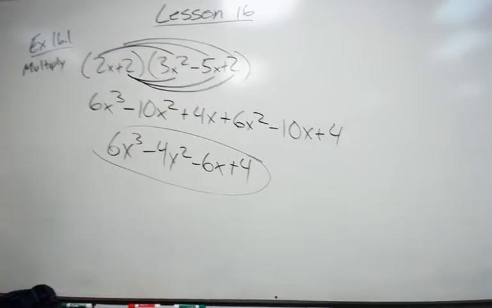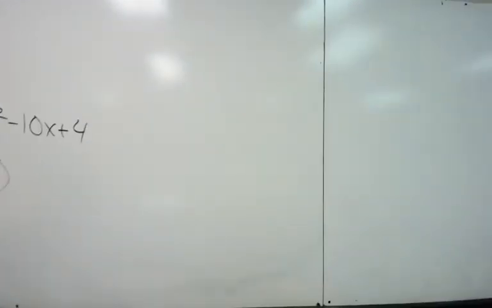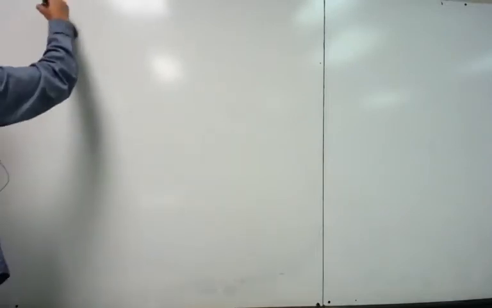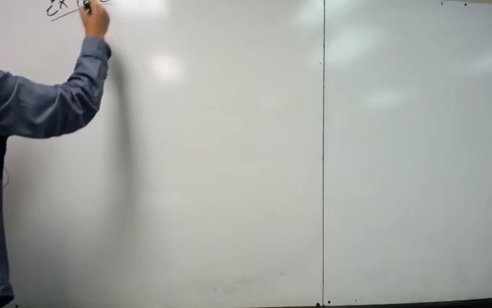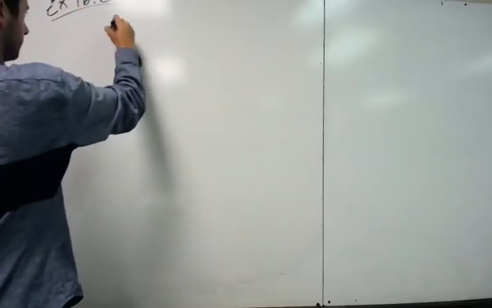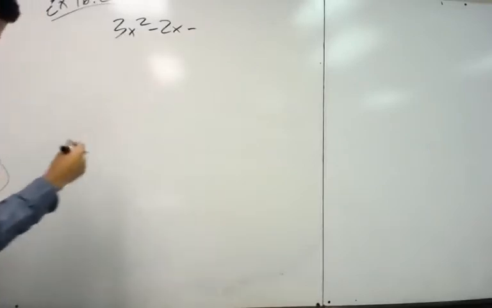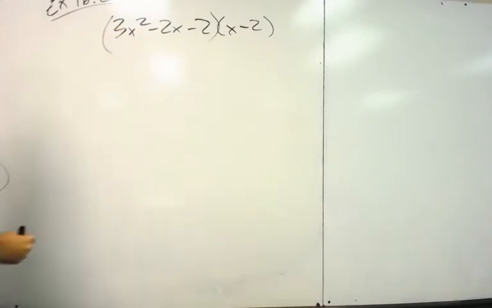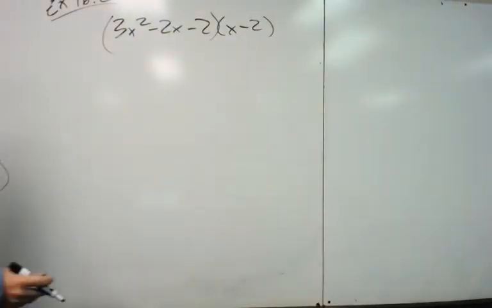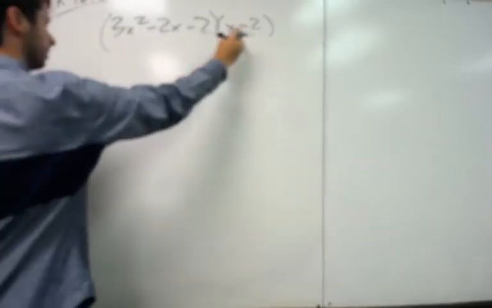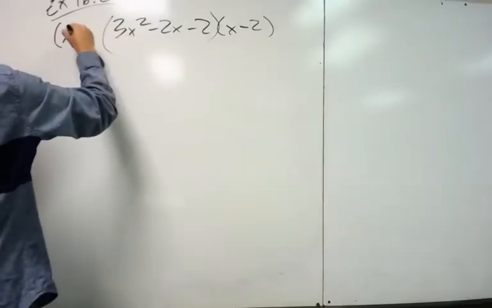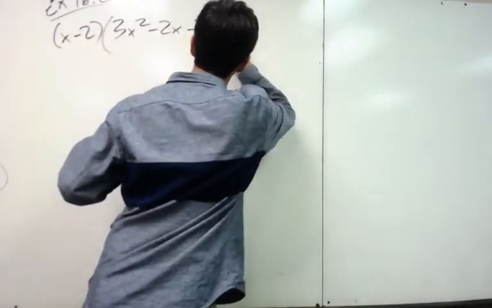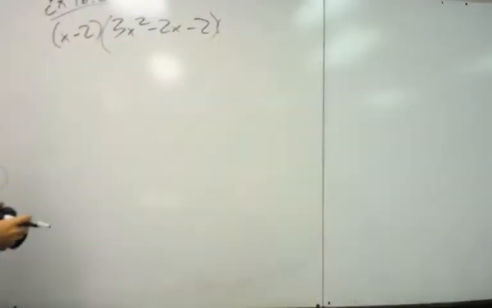I'll do one more, just because when we get negative signs, sometimes that can get a little tricky. Example 16.2 wants us to multiply 3x squared minus 2x minus 2 times x minus 2. So it gives it to us that way. Like I said, I like the one with two numbers first, so I'm going to move this over here. That is my preference. You can do whatever you want. Just make sure you multiply everything by everything.